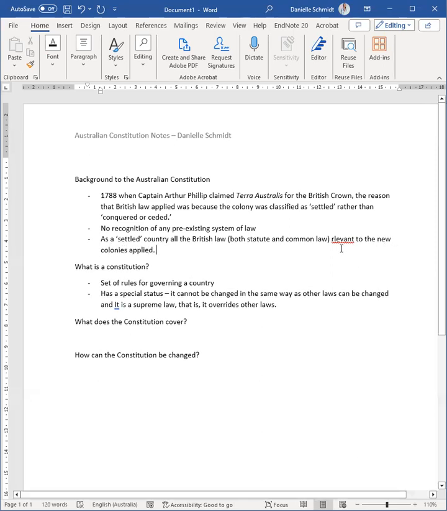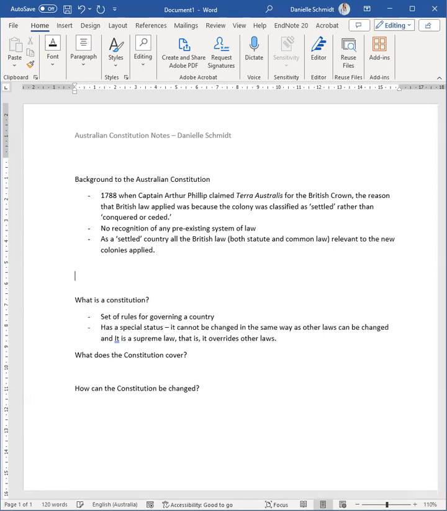And that is why, to this day, we're still looking to the UK decisions when the Australian courts haven't dealt with something before. Now, we do have an important case here, so let's have a look at Mabo.